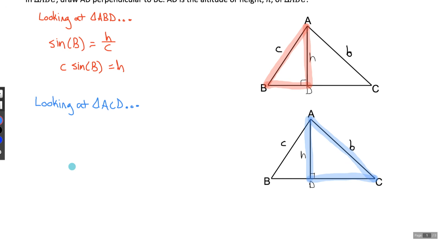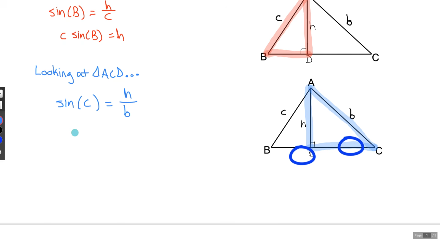Notice that triangle is also a right triangle, so I could use SOHCAHTOA. And to get an equation that shows the relationship between H and B this time, I can make C my reference angle, and from angle C, side H is opposite from it, and side B is the hypotenuse. So once again, the ratio that involves opposite and hypotenuse is sine. So I could say sine from angle C would be equal to the opposite side, H, over the hypotenuse, B.